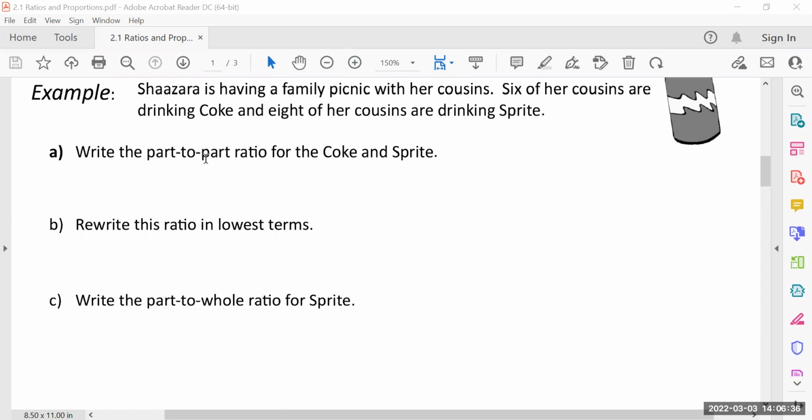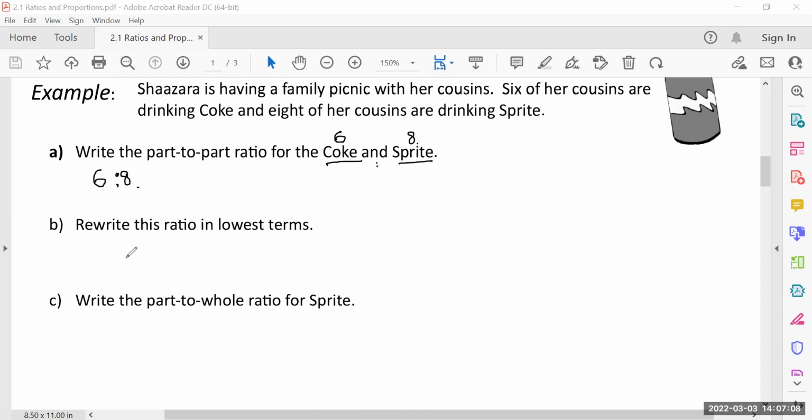All right. As an example, Shazara is having a family picnic with their cousins. 6 cousins are drinking Coke, 8 cousins are drinking Sprite. Write a part-to-part ratio. As a reminder, that's 6 and that's 8. A part-to-part ratio for Coke and Sprite. Remember, the order is respected. It's 6 to 8.